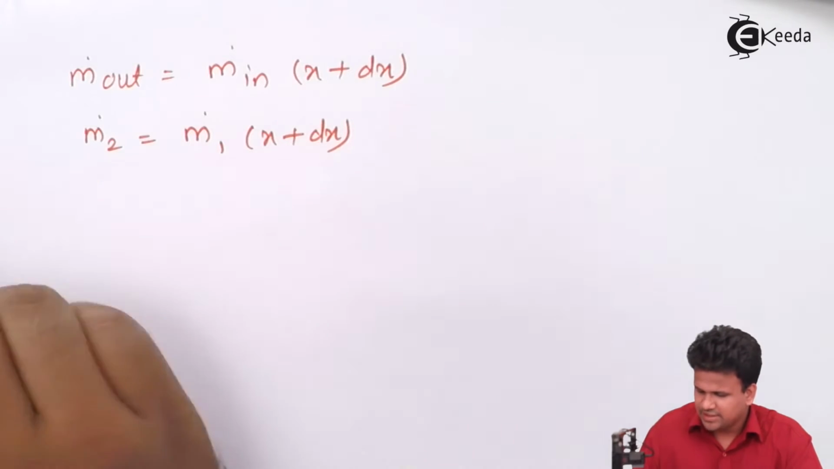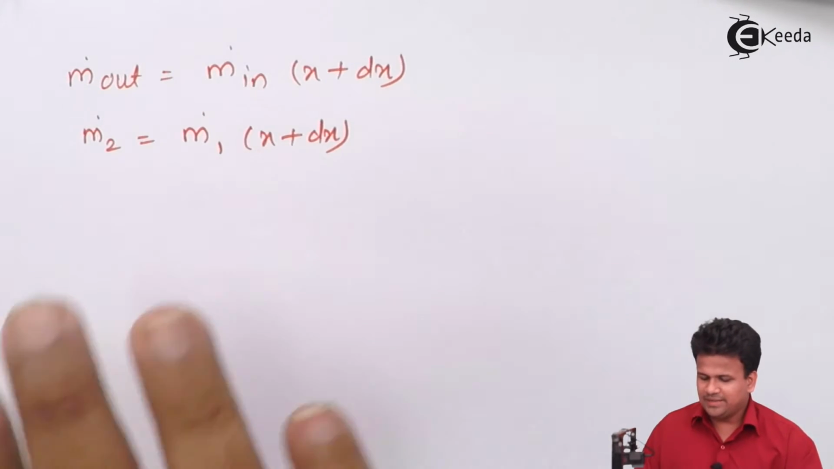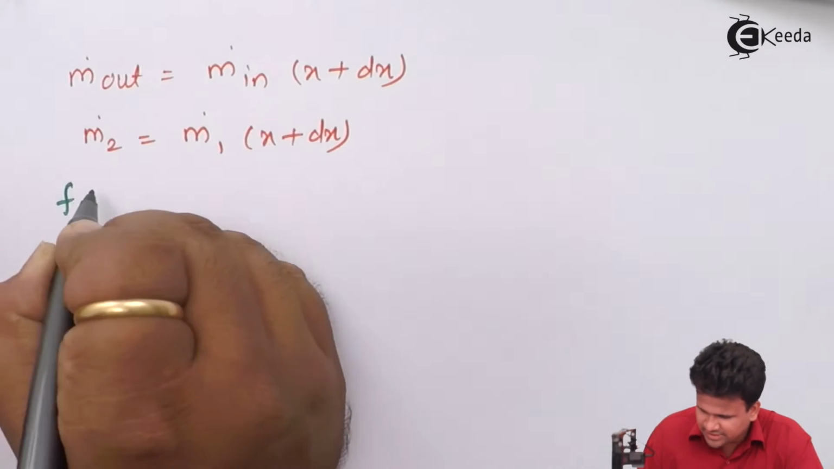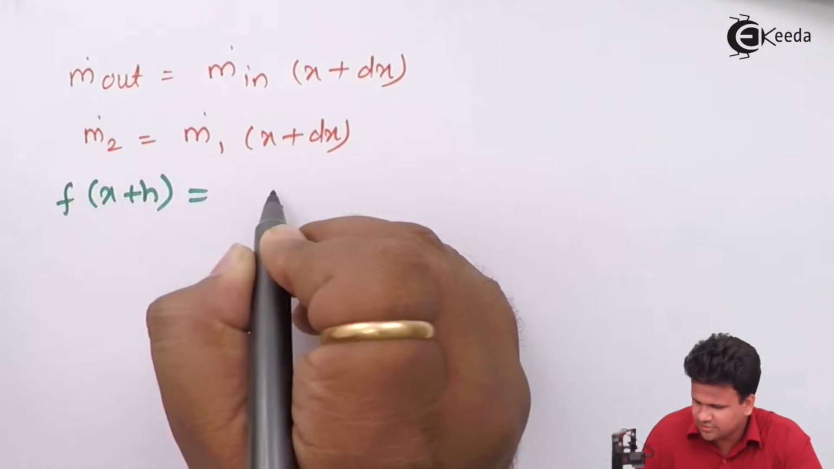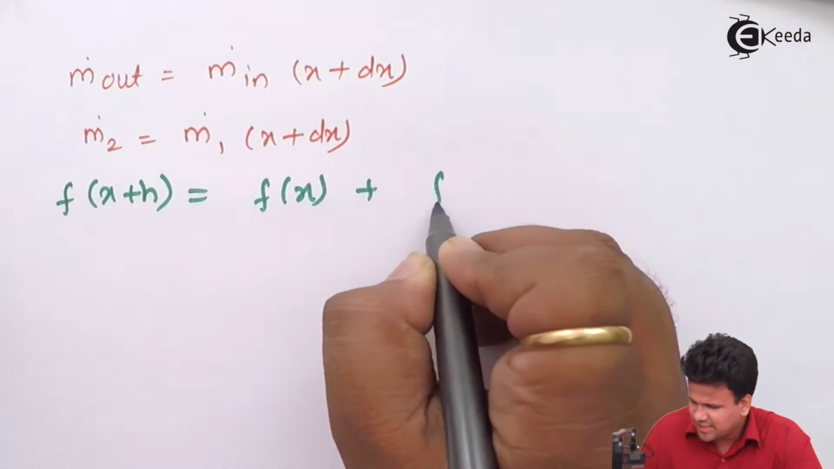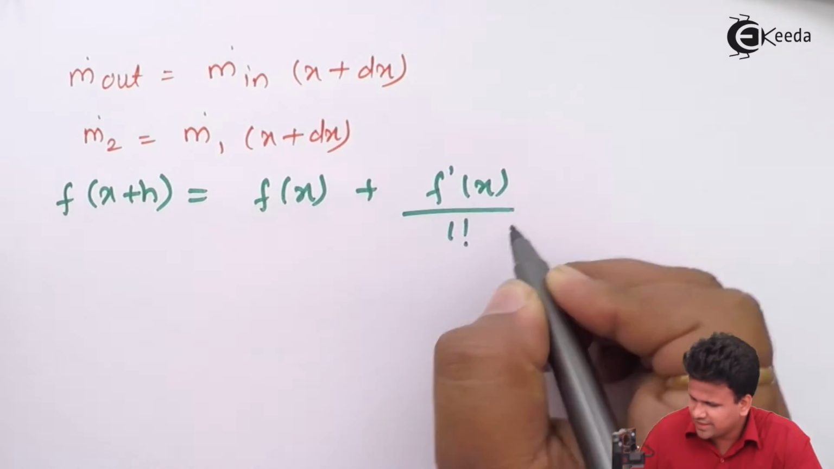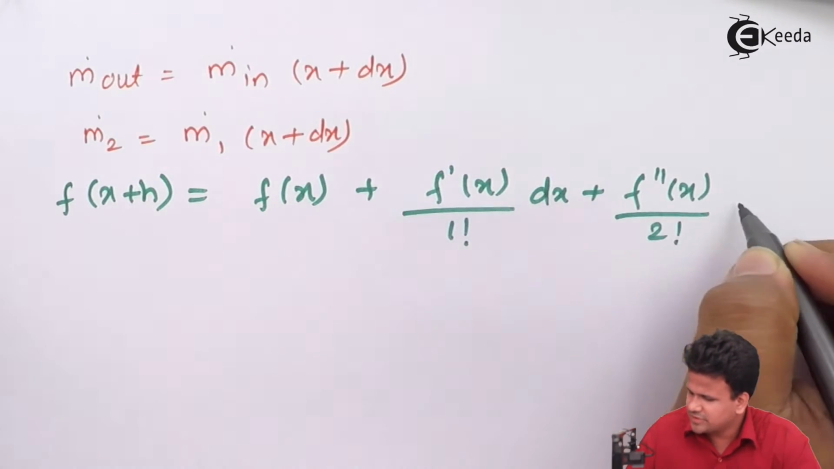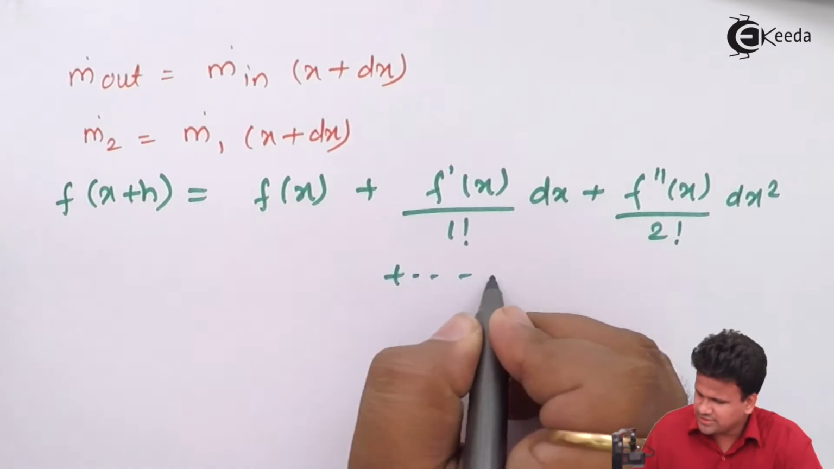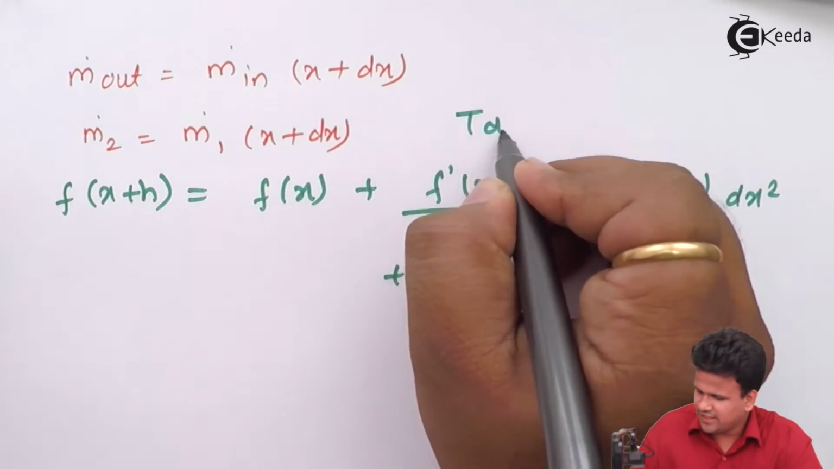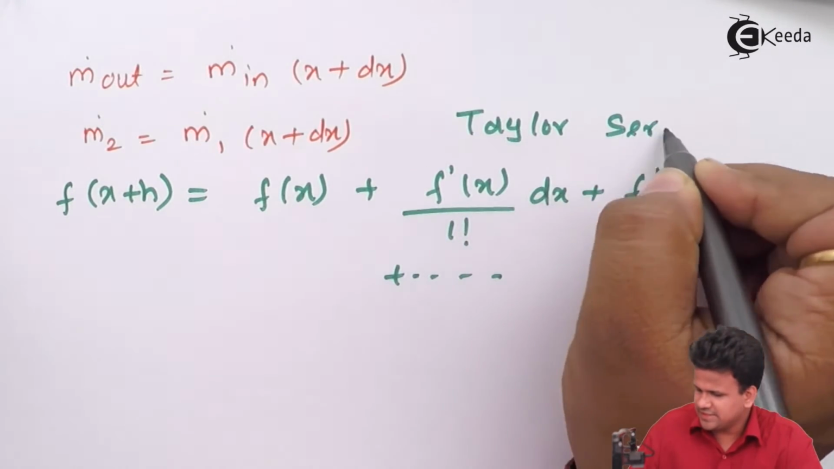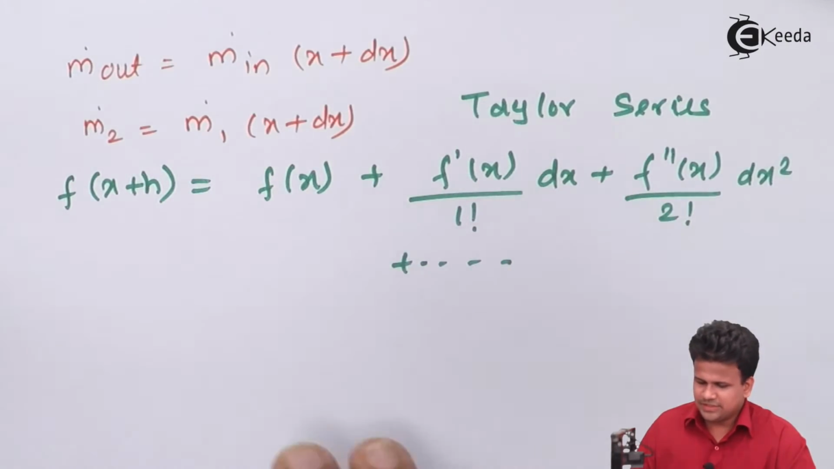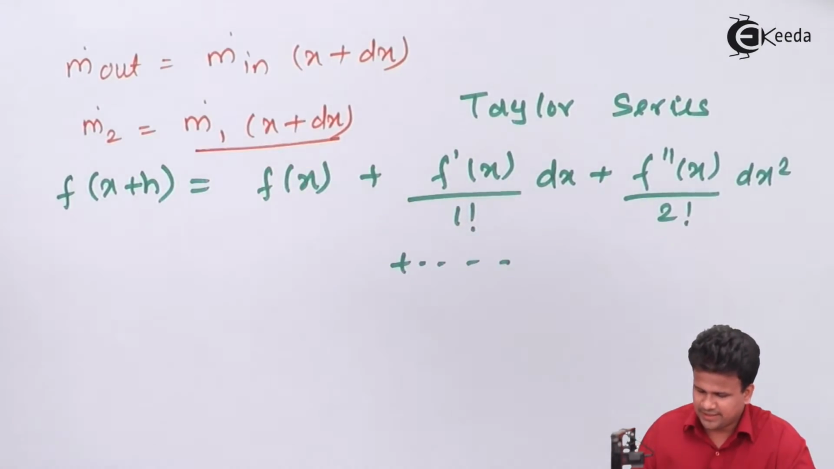plus dx. Now we have to expand this equation with the help of Taylor series. Now we know that for a Taylor series, f of x plus h is equal to f of x plus f dash of x upon 1 factorial into dx plus f double dash of x upon 2 factorial into dx square, so on and so forth. So this relation we have to expand by Taylor series. So we can use this Taylor series to expand this entire part, that is the right hand side.